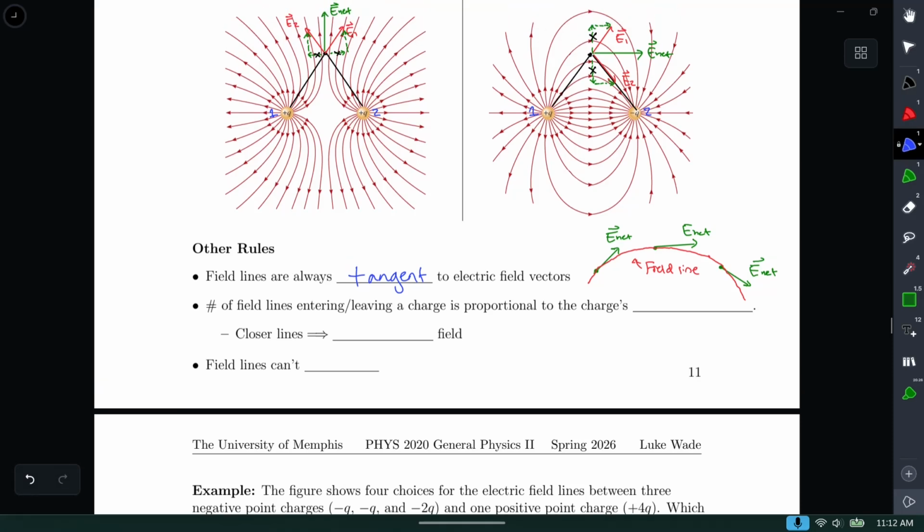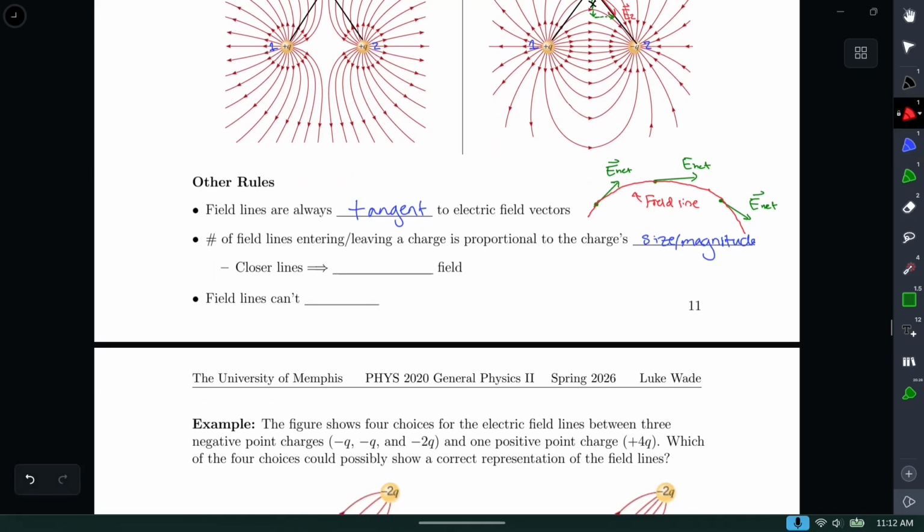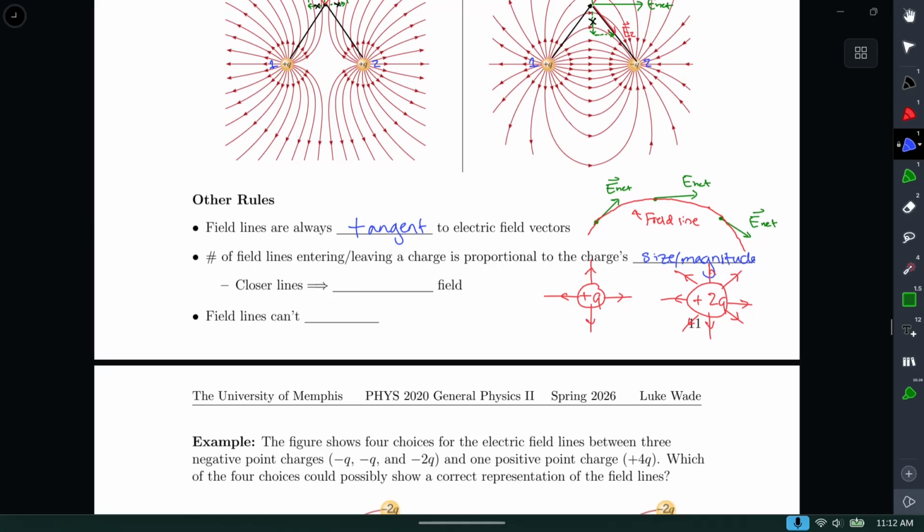The next thing is the number of field lines I draw should be proportional to the size or magnitude of the charge. So if I've got a positive charge, some amount Q, versus a positive 2Q, if this one gets 4 lines, this one better get 8, because the field lines are reflecting how strong the electric field is around that object. And if we abide by that rule at all times, we will find that the closer the lines get, that corresponds to a stronger electric field.